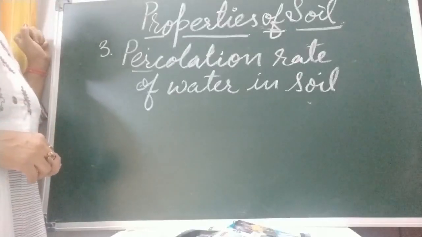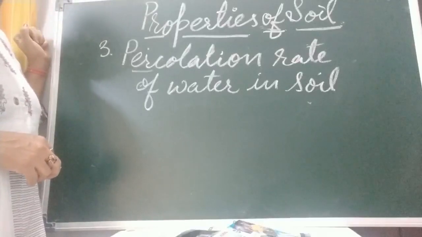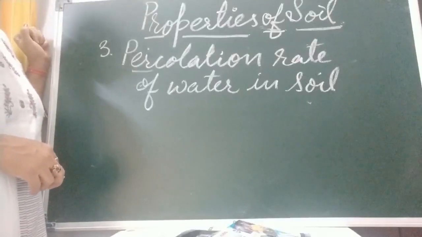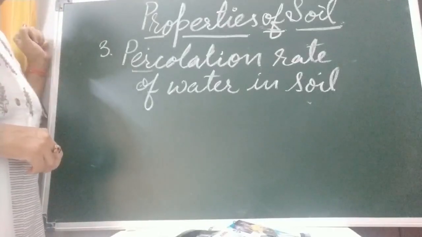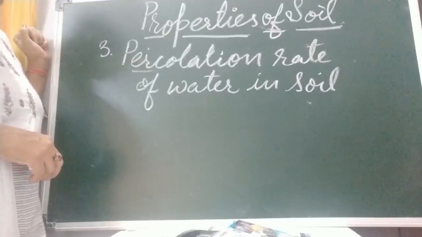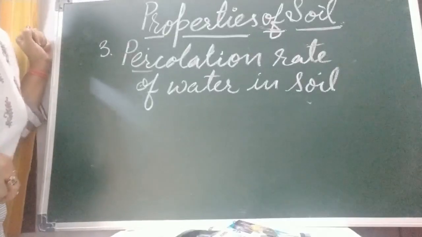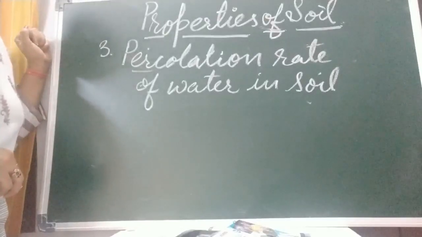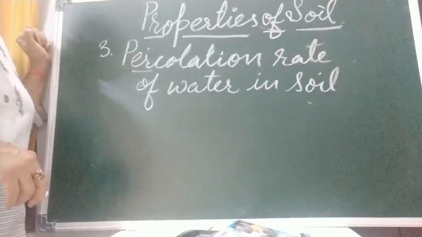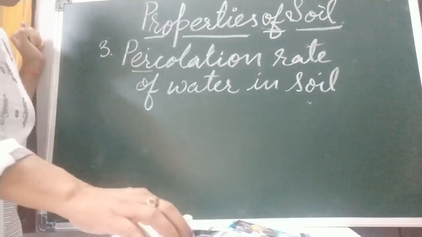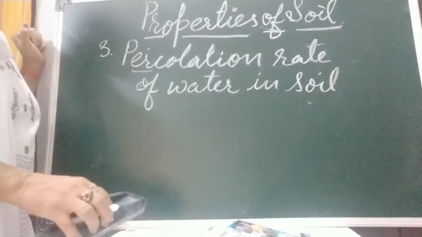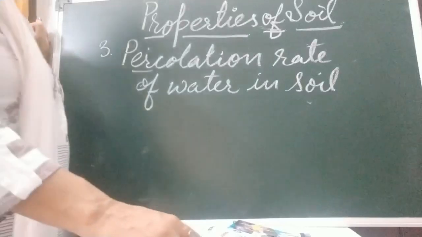Water will pass rapidly after it is irrigated in well-drained soil like sandy soil. On the other hand, soil with poor percolation like clay soil will hold too much water for a long time. Now I am going to discuss an activity.